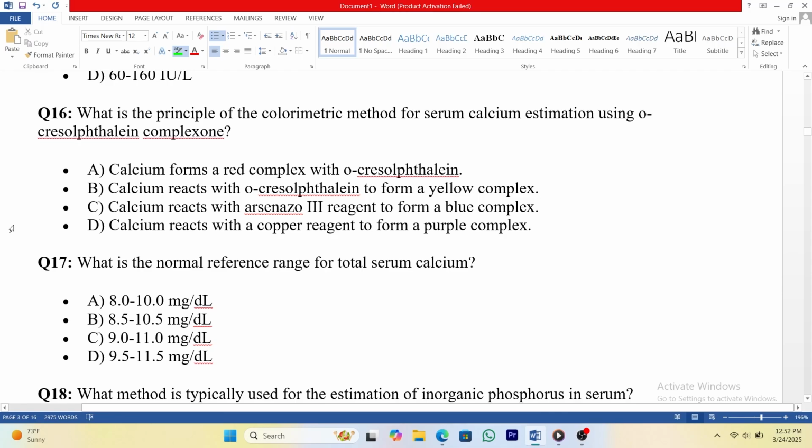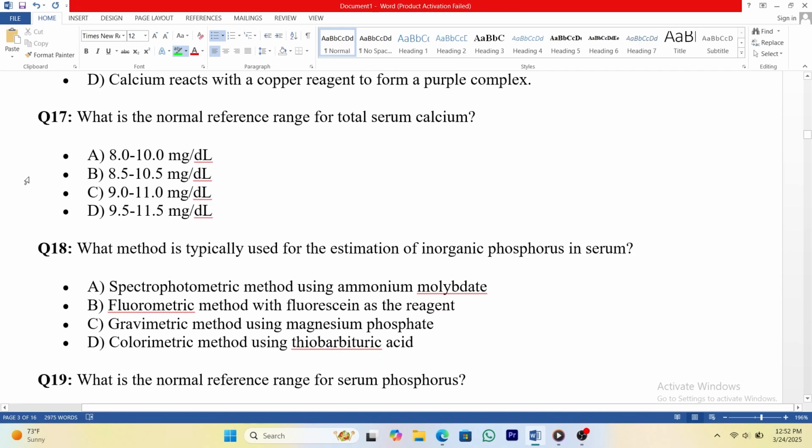A. Calcium forms a red complex with ocre-sulfaline. B. Calcium reacts with ocre-sulfaline to form a yellow complex. C. Calcium reacts with arsenazo-3 reagent to form a blue complex. D. Calcium reacts with a copper reagent to form a purple complex. Answer: A. 17. What is the normal reference range for total serum calcium?